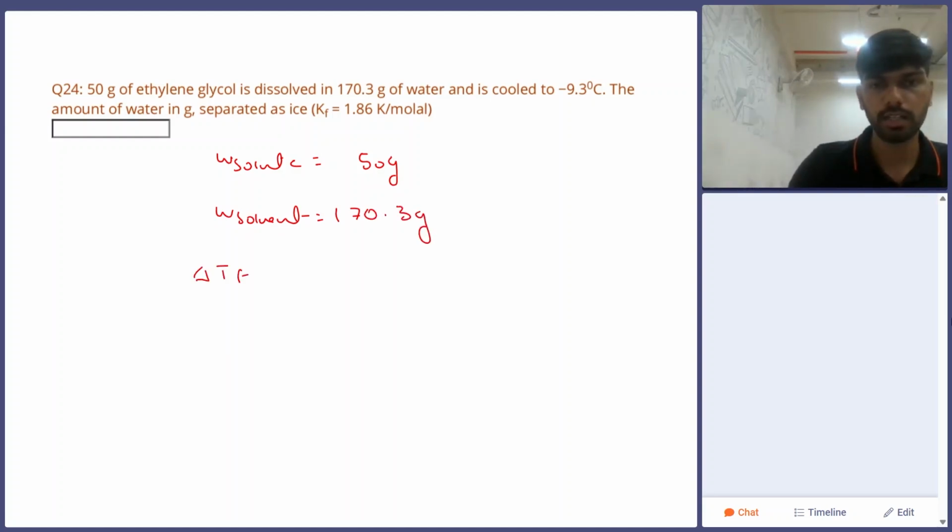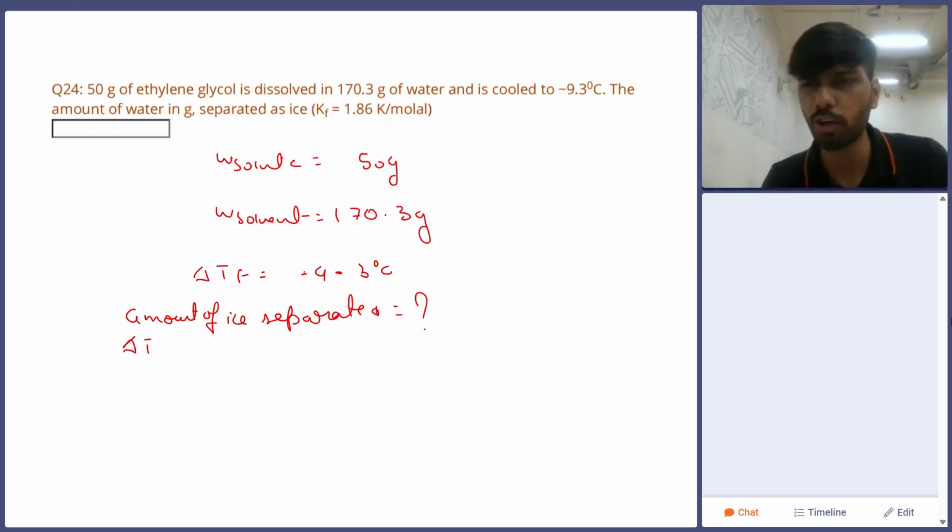Okay, delta TF is basically minus 9.3 degrees Celsius. So the amount of ice is going to be separated, and we have to find that out. The formula, based on the solution chapter, is a colligative property.